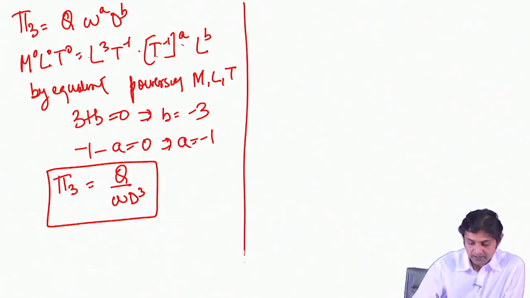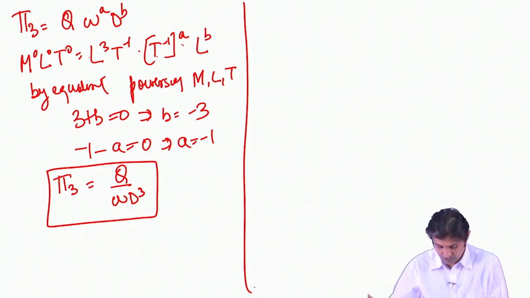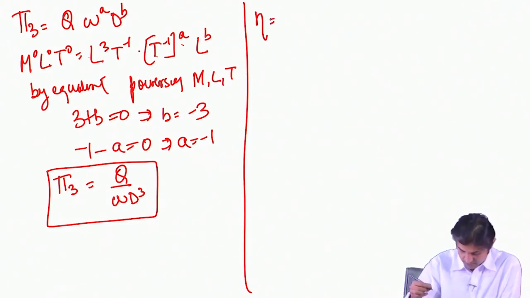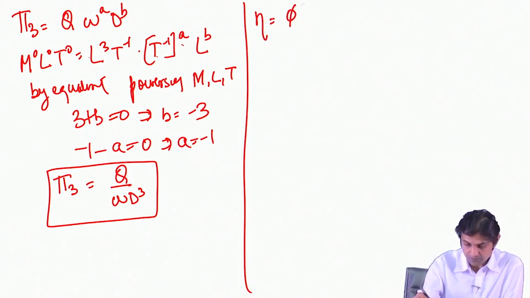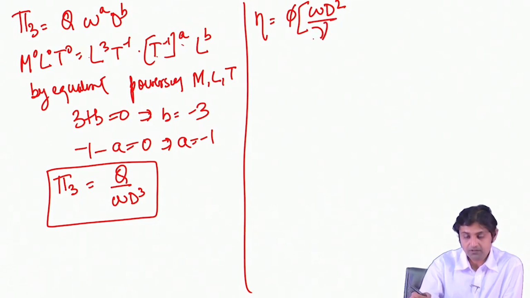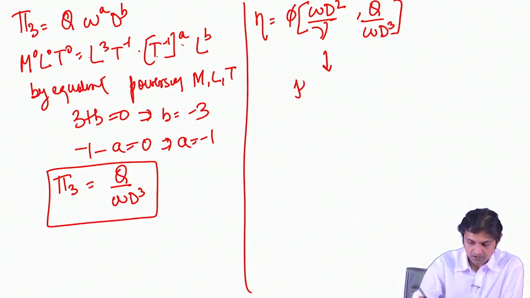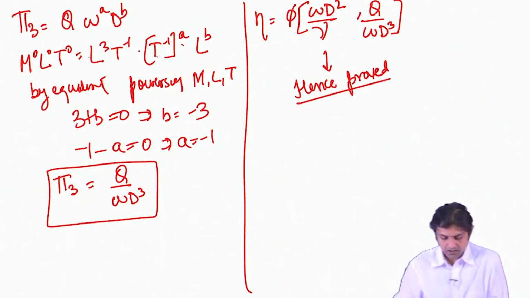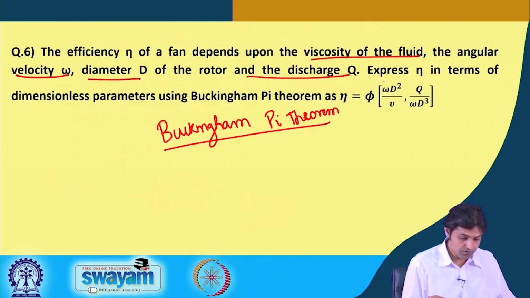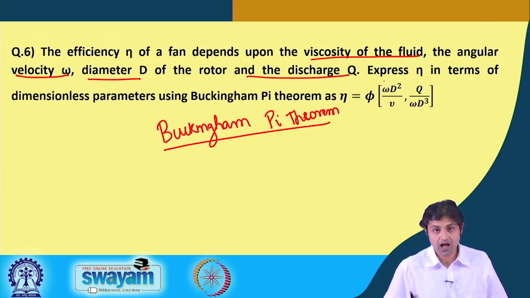So, the final expression is going to be eta as a function of omega d square by nu, or I mean it is 1 by pi 2, and q by omega d cube. Hence, I will go back and solve the last problem for this one, Buckingham pi theorem.